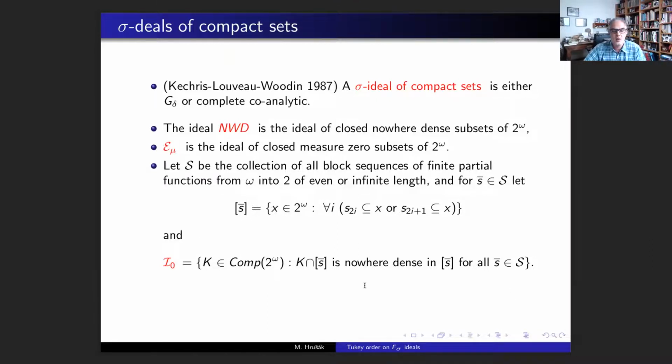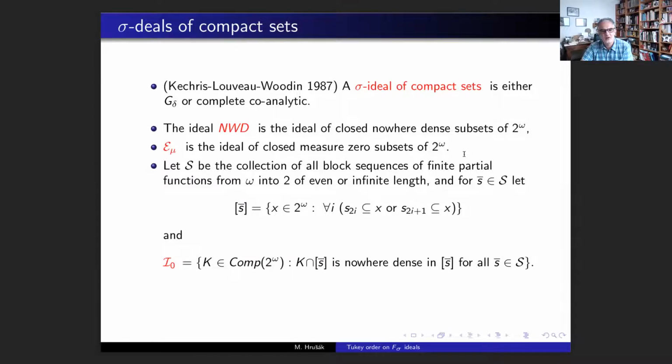Now, again, Kechris, Louveau, and Woodin showed that there is a dichotomy for these ideals of compact sets: every sigma ideal is either G delta or is very complicated, it's co-analytic. So another source of interesting examples is the sigma ideals of compact sets which are G delta. Examples are the ideal of nowhere dense subsets of the Cantor set, or the ideal of closed measure zero subsets of the Cantor set.